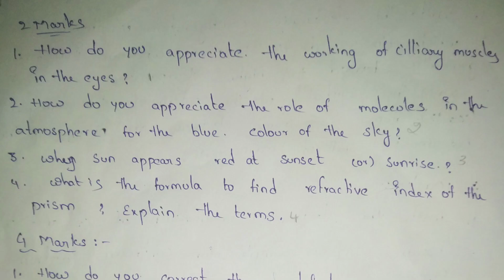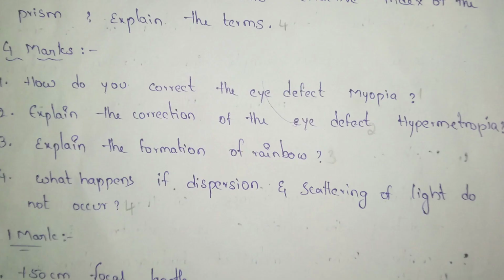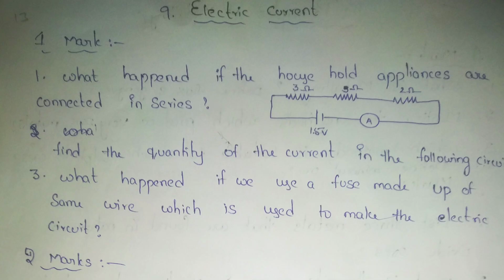2 mark questions. How do you appreciate the role of molecules in the atmosphere for the blue color of the sky? Why does the sun appear red at sunset or sunrise? 4 mark questions. How do you correct the eye defect myopia? Explain the correction of the eye defect hypermetropia. Explain the formation of rainbow.